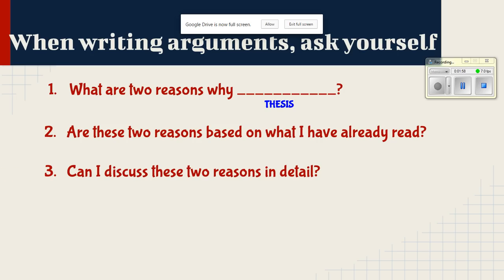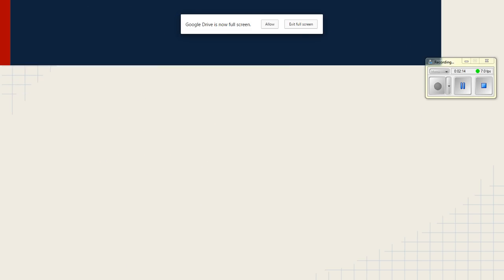And the last question you should ask yourself after you've developed your argument is, can I discuss these two reasons in detail? And this is the idea that you don't want to make your arguments too specific. And you'll see an example of that in the next slide. So, let's see what this looks like.